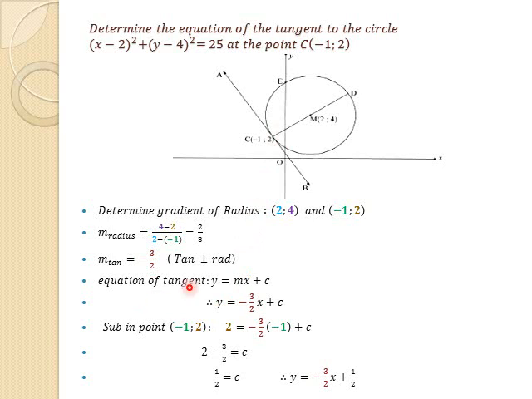So the equation of the tangent, y equals m, -3 over 2 x plus c. Sub in the point on the tangent, which is C (-1, 2). So this states that y is 2 when x is -1. Negative times negative would give me +3 over 2. Take it to the other side, becomes -3 over 2. So 2 minus 1.5 gives me c equal to half. My equation therefore is y equals -3 over 2 x plus half.